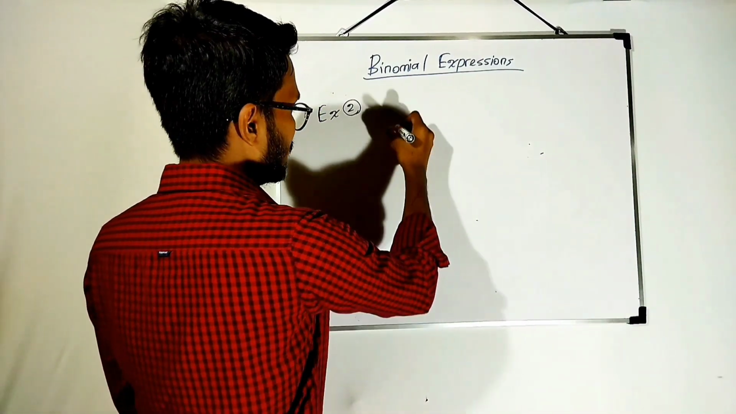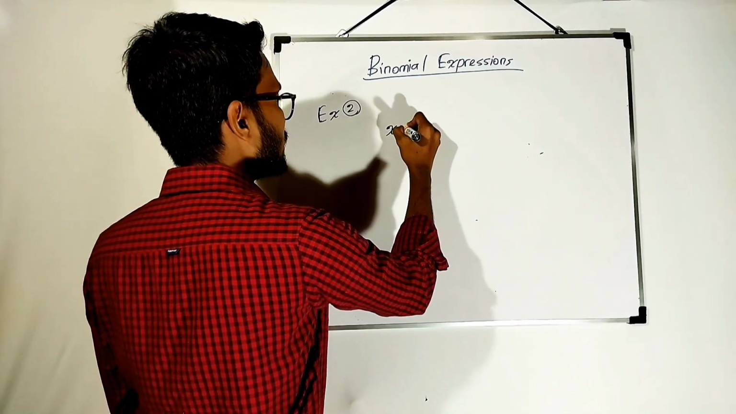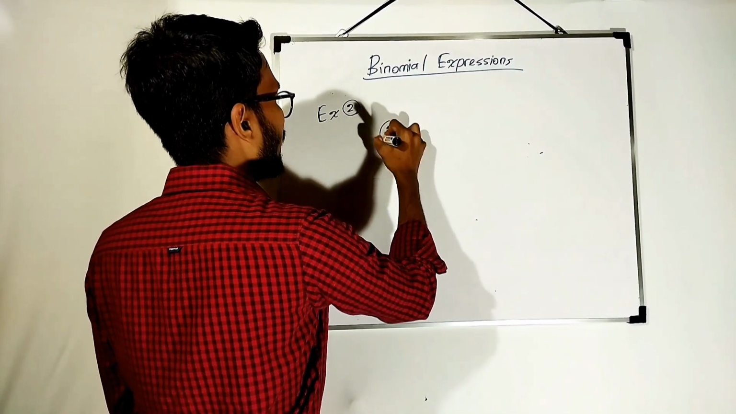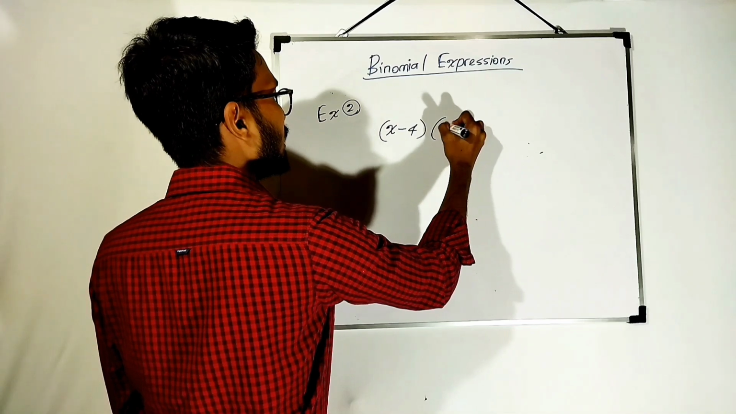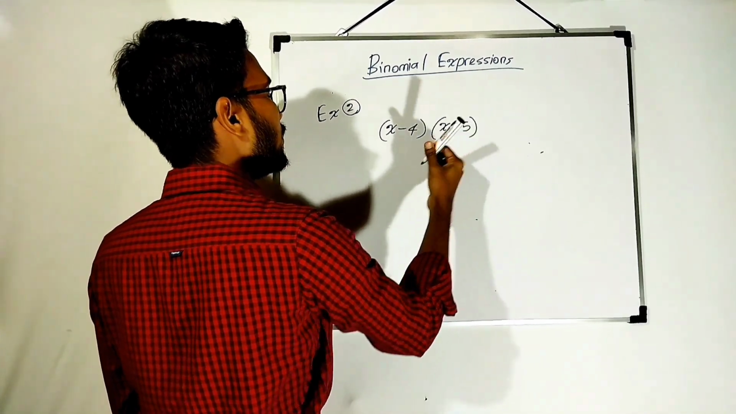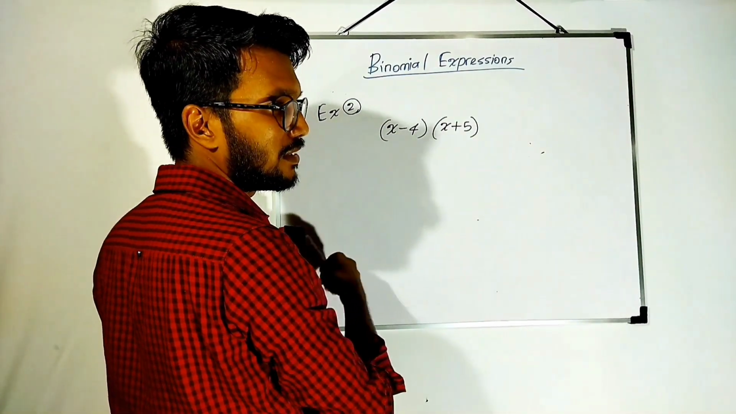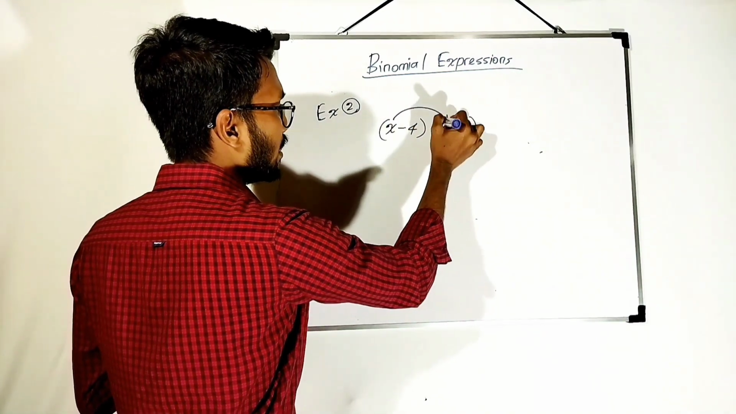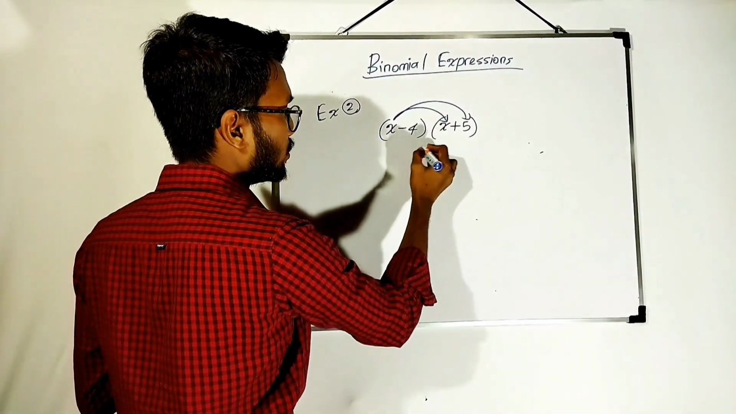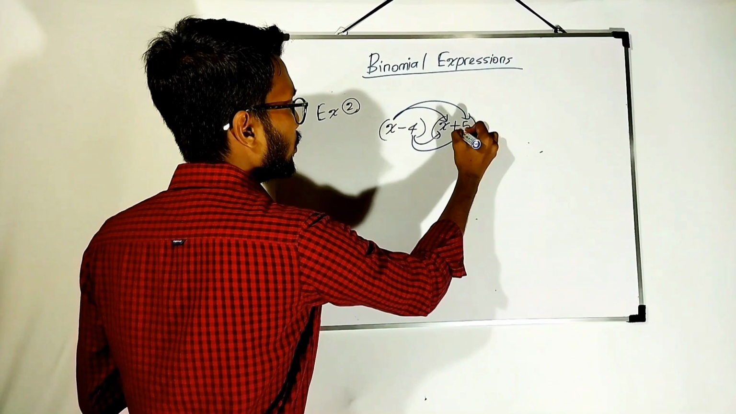With different symbols. Here we can write x minus 4 and x plus 5. Now only the symbols are different, and we need to multiply the same way. Here x into x and x into 5, and 4 into x and 4 into 5.